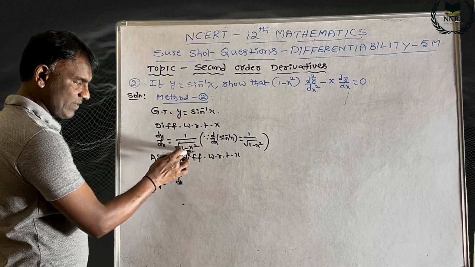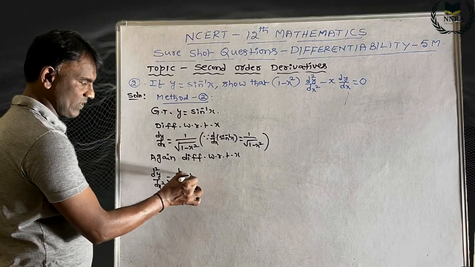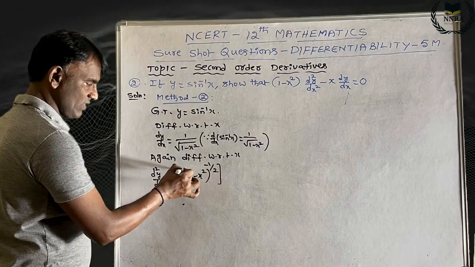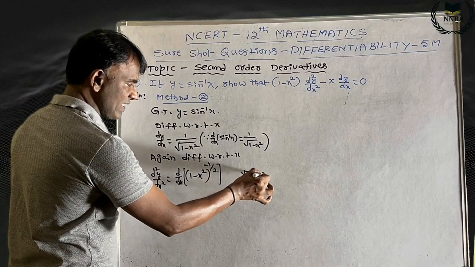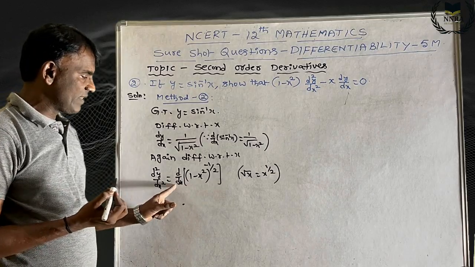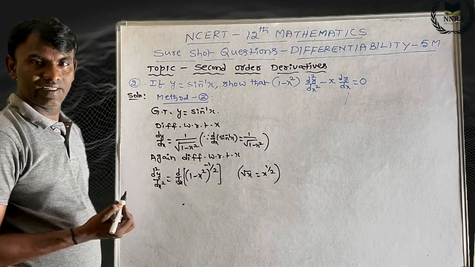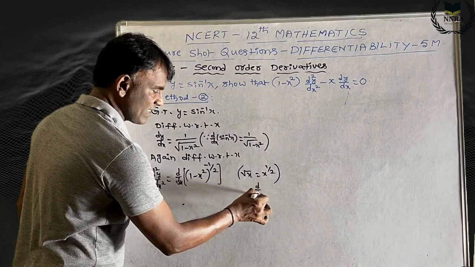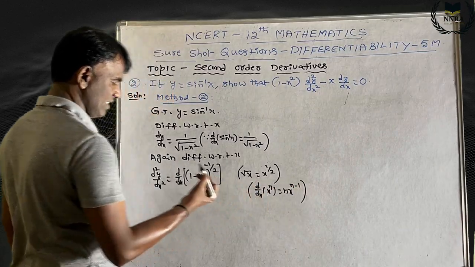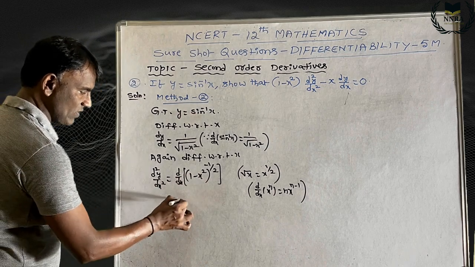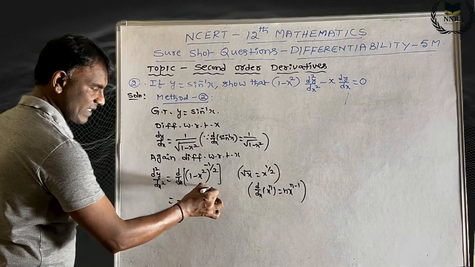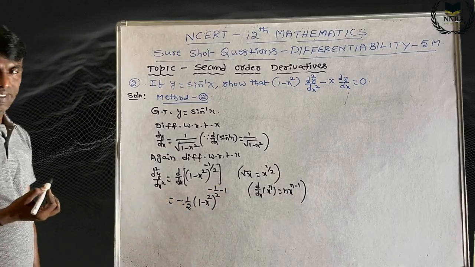So actually in the denominator it is 1 minus x square power 1 by 2. If you write it in the numerator we get minus 1 by 2, right? Why? Because root of x can be written as x power 1 by 2. Now this is the form of d by dx of x power n. So what is the formula of d by dx of x power n? n into x power n minus 1. So that is n equal to minus 1 by 2, x means 1 minus x square, n minus 1, minus 1 by 2 minus 1.